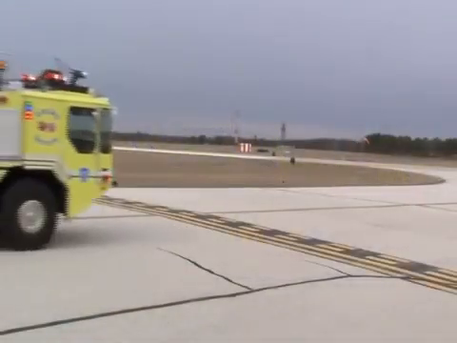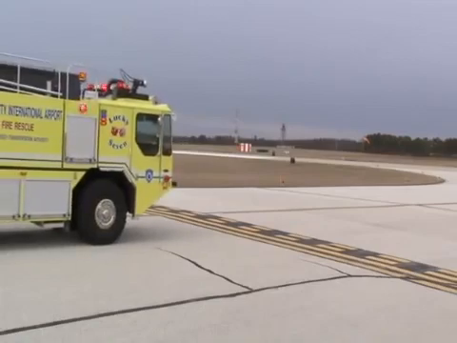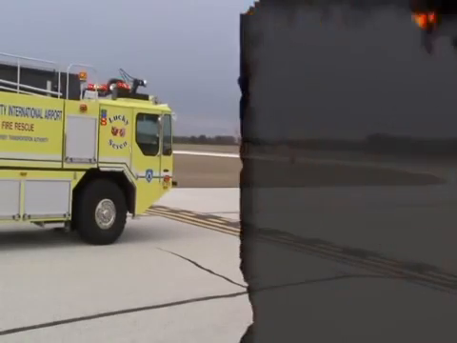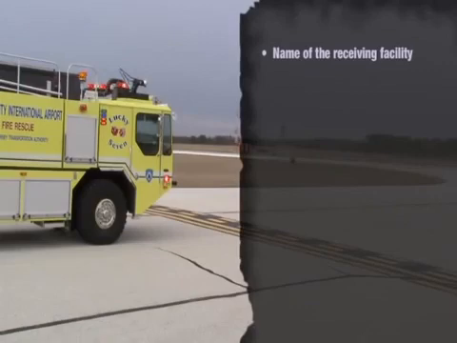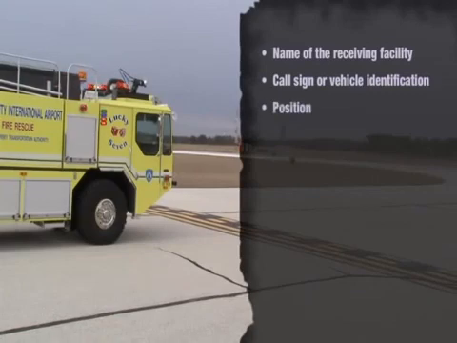When requesting clearance or stating your intentions, always provide the following information in the following format: the name of the facility you're calling, such as Washington Ground, your call sign or vehicle identification, such as ARF2, your position, such as on taxiway Charlie, holding short of runway 31, and your request, such as request permission to cross runway 31. You may also specify your route if appropriate.